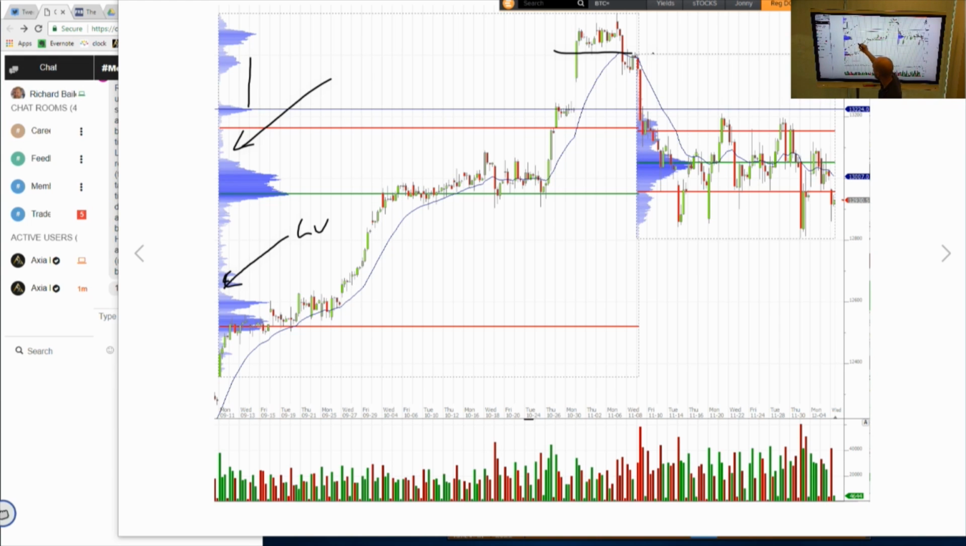So that's your low volume node. That is your low volume area.